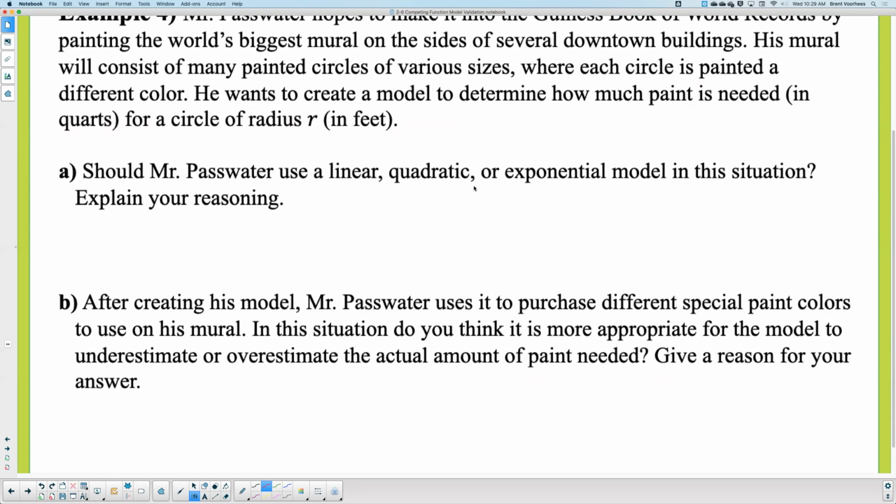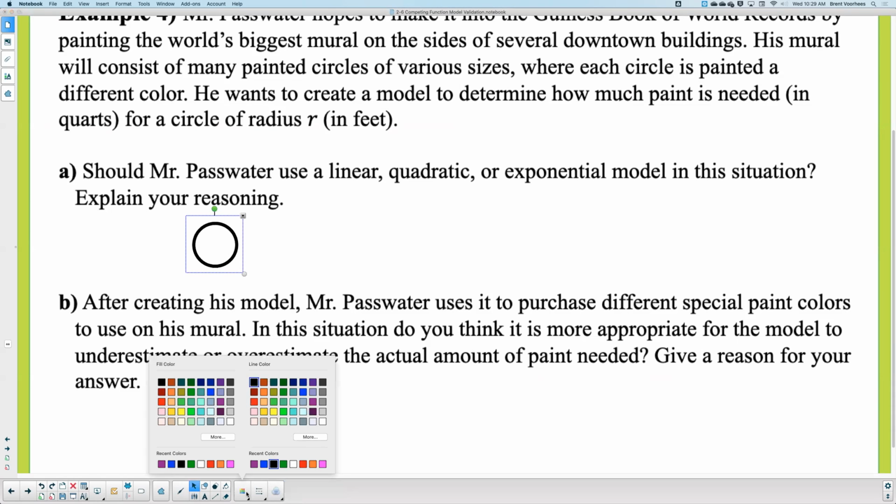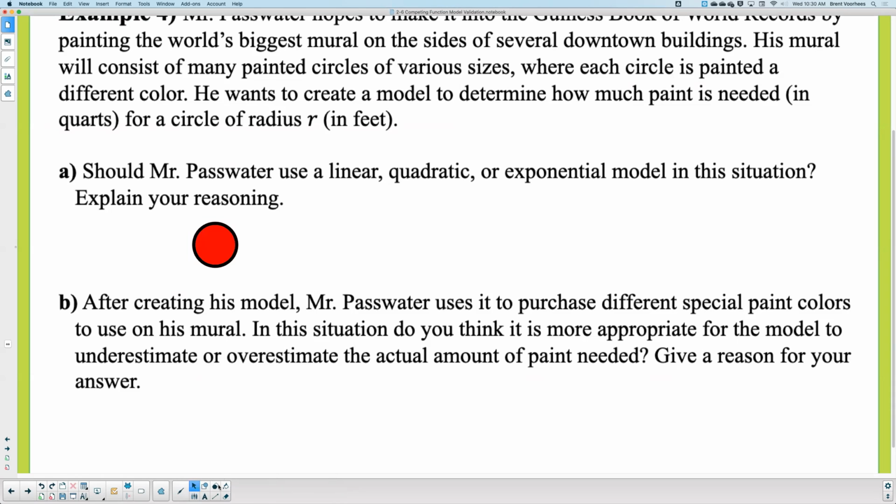Explain your reasoning. Okay, so this is when we got to choose. So you're painting circles. So let's think about, how do you paint circles? Well, you'd have a circle, and then what do you do to that circle? You draw it. Color. You fill it in with some paint, and then you would do another one. And you're going to try to come up with a model to predict how much paint you need.